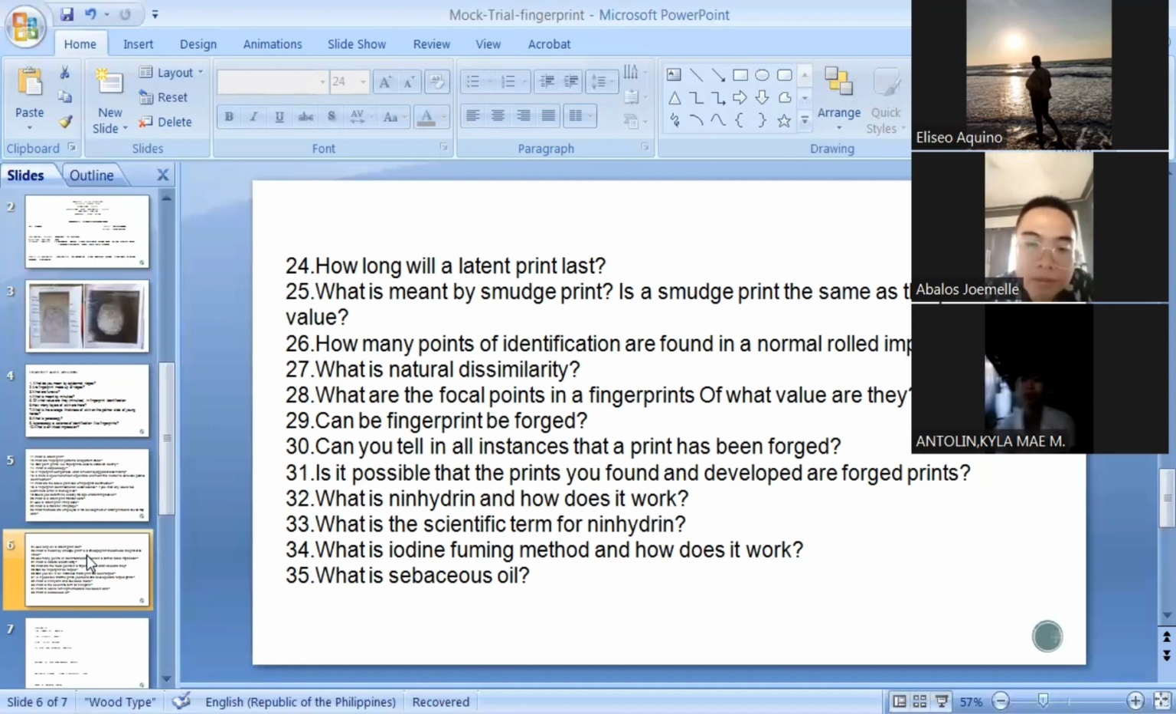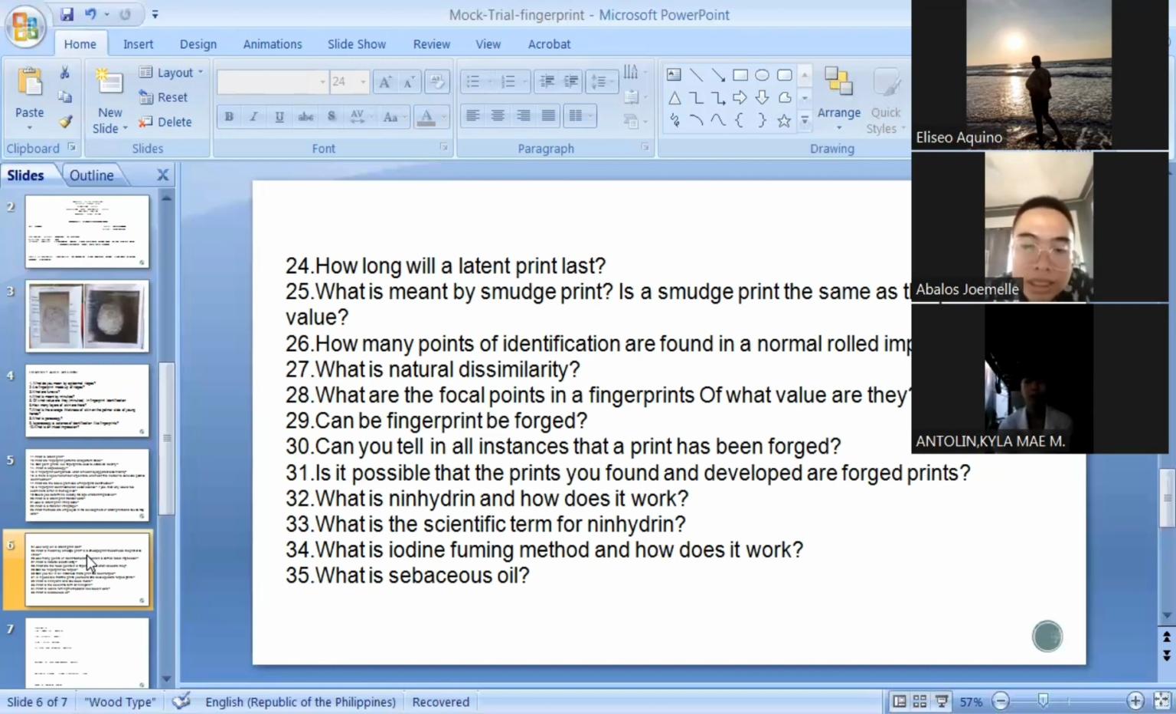Can the fingerprint be forged? No. Can you tell in all instances that a print has been forged? It can be forged through the use of high technology. 31, is it possible that prints you found and developed are forged prints? No, because we know that it is hard to forge prints, especially latent prints.